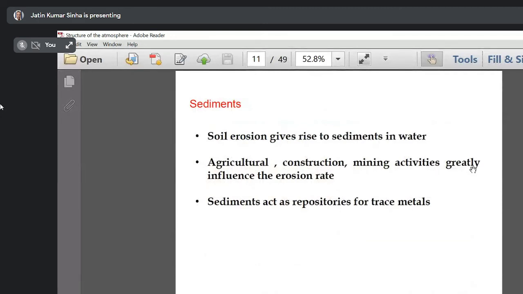Next, the inorganic pollutant is sediments. Soil erosion gives rise to different sediments in water, and agriculture activities, construction, and mining activities also lead to different types of sediments, and they are indirectly or directly affecting the erosion rate. Sediments basically act as repositories for trace metals, different types of metals, calcium, magnesium. All these metals are deposited in sediments because sediments have a higher surface area, so all these trace metals can be deposited there.